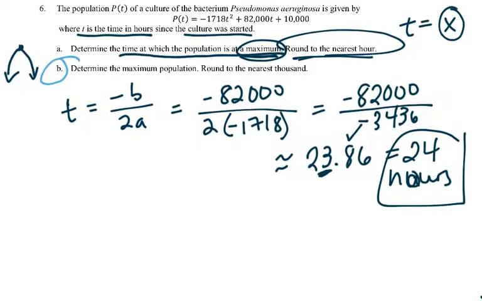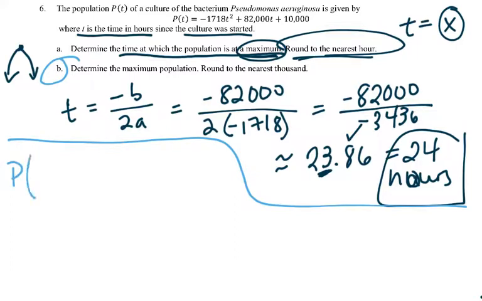Determine the maximum population, round to the nearest thousand. So for part B, that's where we're determining the actual number of bacterium that exists. So we're going to do P of 24. We'll use our rounded number because the previous answer asked us to round. Sometimes you might get more instructions that'll say use the exact previous answer first and then round it to the nearest thousand at the end. But since the previous question asked us to round to the nearest hour, we're going to round before we solve this.